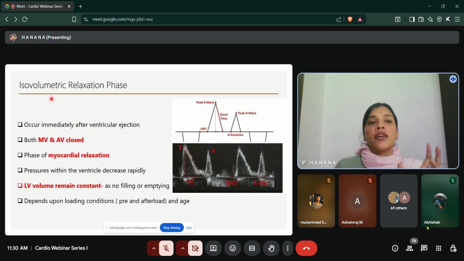That's why the name isovolumetric. Iso means same, volumetric means volume. So in this phase, the volume remains constant, and it depends upon the loading condition and by age. Age also affects the isovolumetric relaxation phase, which we'll be discussing much later.